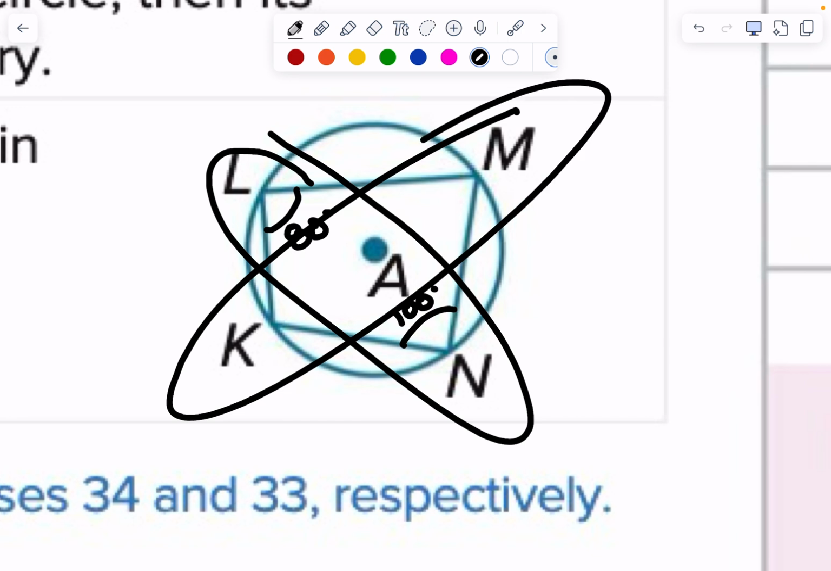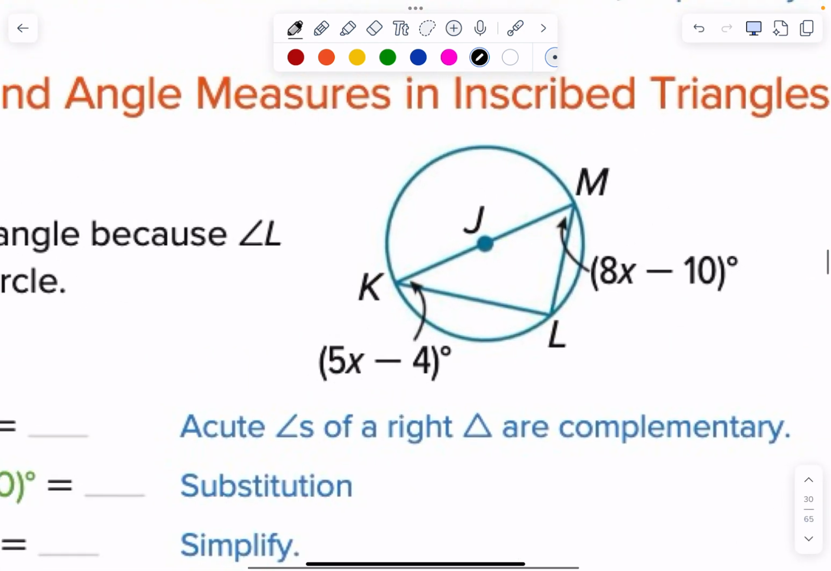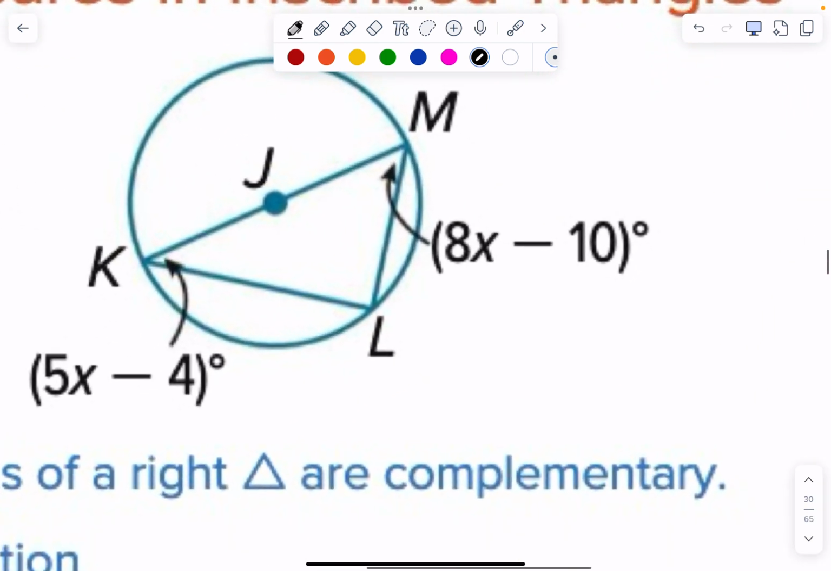Let's say M is 60. What's K? 120. The ones across from each other add up to be 180. Got it? Okay, let's do an example. Example 4. We've got this guy right here. Find angle measures.